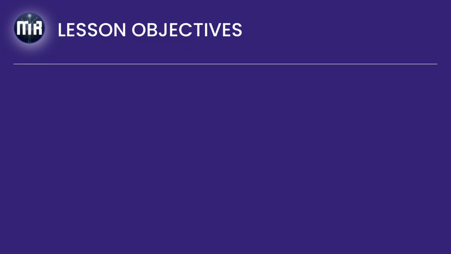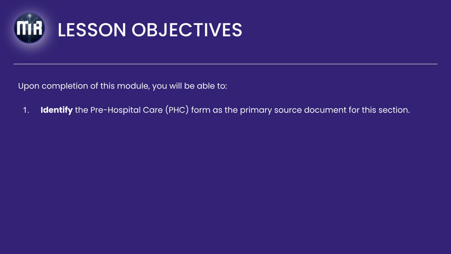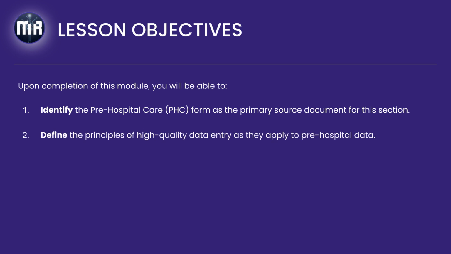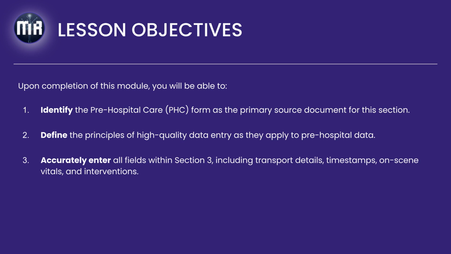Let us begin by outlining our learning objectives for this module. Upon completion of this session, you will be able to: first, identify the pre-hospital care or PHC form as the primary source document for this entire section. Second, define the principles of high-quality data entry as they specifically apply to pre-hospital data. Third, you will be able to accurately enter all fields within Section 3, which includes transport details, crucial timestamps, on-scene vital signs, and any interventions performed.